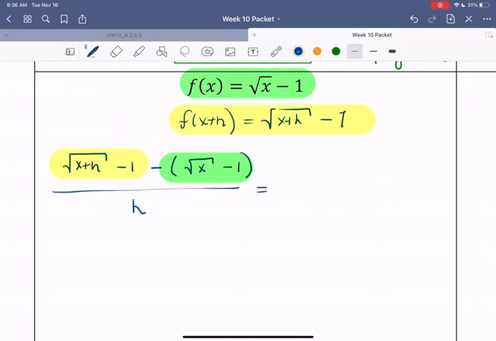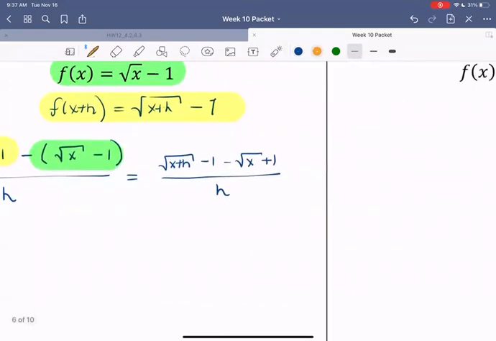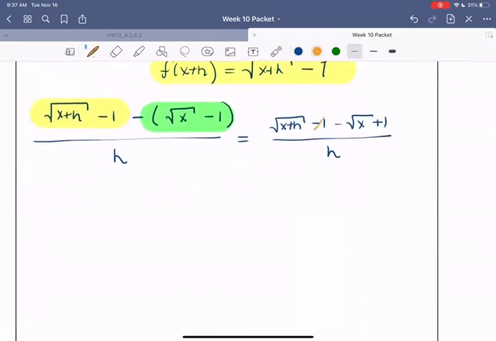So first, let's see if we can simplify anything in the numerator. Well, I'm glad I used that extra parentheses because we see I have a subtraction sign and two terms here that I'm subtracting. So that will look like square root of x plus h minus 1 minus square root of x plus 1 all over h. We see that now in the numerator, our negative 1 cancels with our positive 1, and we are left with square root of x plus h minus square root of x over h.